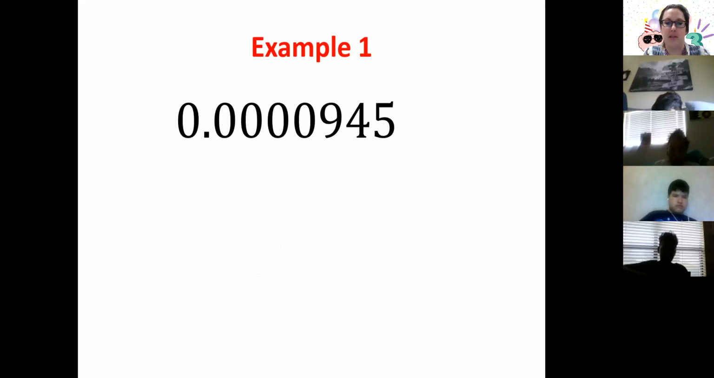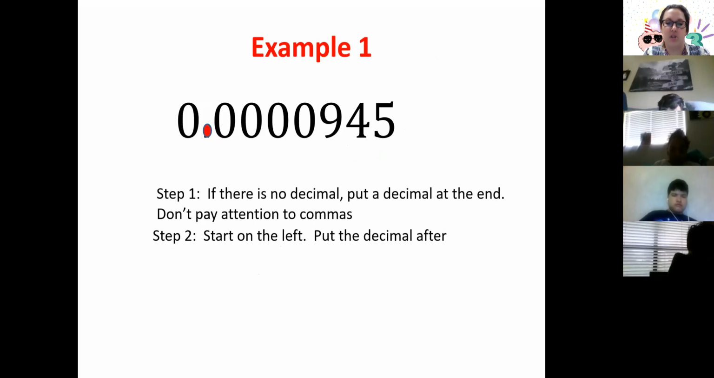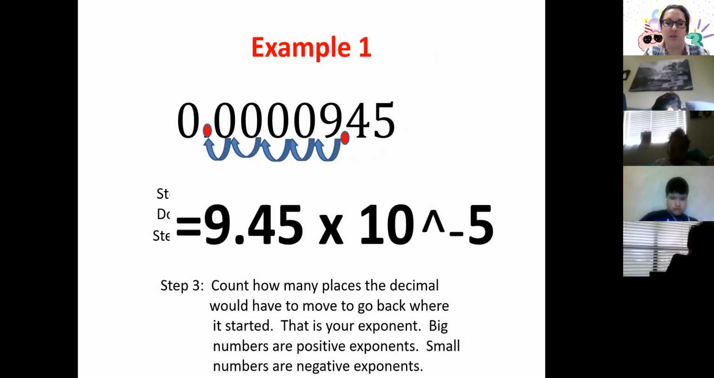All right, let's try this example. Step 1, if there's no decimal, put 1 at the end. All right, there is a decimal, it's right here. Step 2, start on the left, put a decimal after the first number that's not a 0. So it's right after the 9. Then we're going to count how many times we need to move it. 1, 2, 3, 4, 5. So our answer is 9.45 times 10 to the negative 5th.